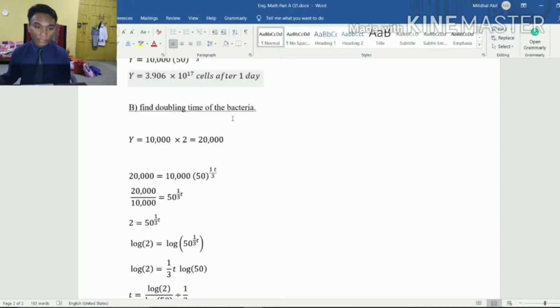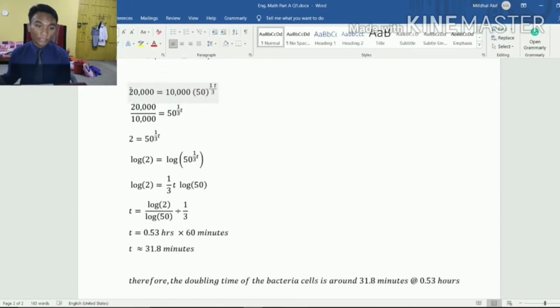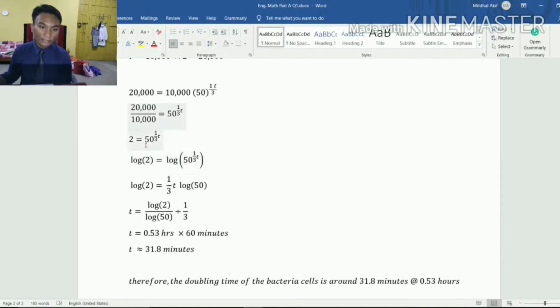Next, we'll go through the solution for question B, which is to find the doubling time of the bacteria. In this case, the final value will be the initial value times 2, which is 20,000. So we technically got y, which is the final value, 20,000, and we insert it into the original equation here. Now we need to find the value of t, which is the time taken, and from this we just move 10,000 to here and it becomes a division, and the answer will become 2. On the other side we got 50 to the power of 1 over 3t.